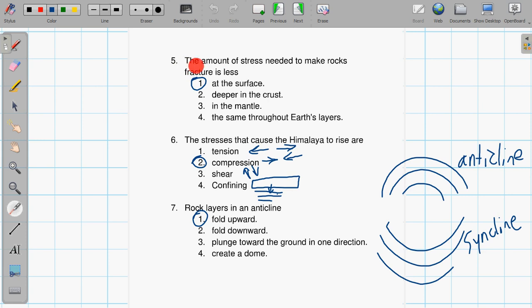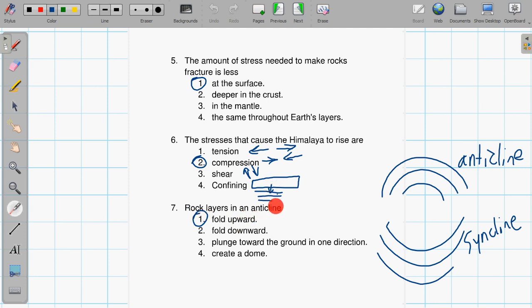Okay. The amount of stress needed to make rocks fracture is less at the surface. Inside the earth, the rocks are surrounded, so it's going to be harder for them to break. Stresses that cause the Himalaya to rise are compressional. You also need to remember that tension pulls apart, compression pushes together, shear, they slide past each other, and confining would be the weight of a rock layer on top pushing down on everything below it.